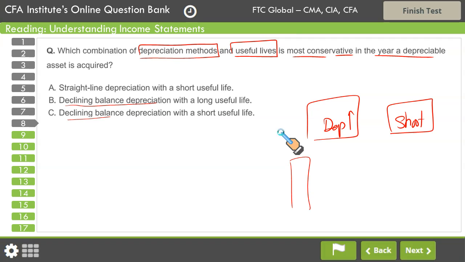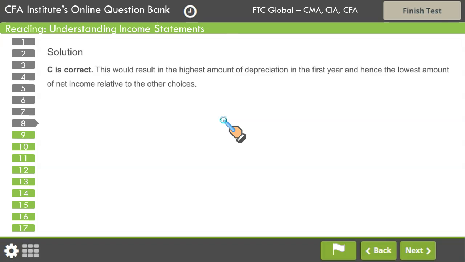So we will go for the declining balance depreciation method, and we need a shorter life so as to get rid of the asset and be more conservative in our estimates. So it's going to be the declining balance depreciation method with short useful life. This combination will provide you the most conservative estimate of your profitability. That gives you C as the correct option.